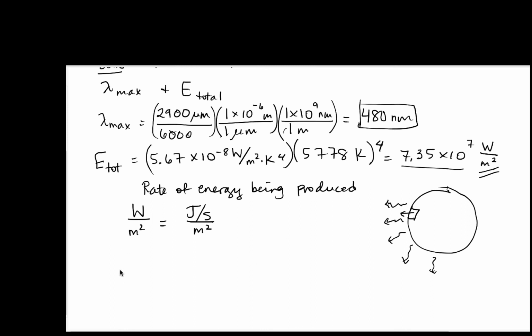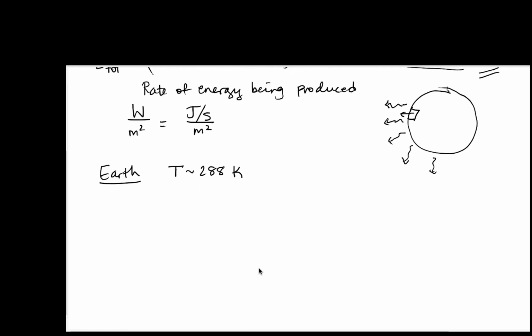So let's compare this now to the Earth. Well, we can Google what the average temperature of the Earth is, and its average temperature is about 288 Kelvin. So we can use this information to calculate what wavelength is being emitted by the Earth. Just doing the opposite of the equation that we just did. 2,900 micrometers divided by 288. We get about 10.1 micrometers.